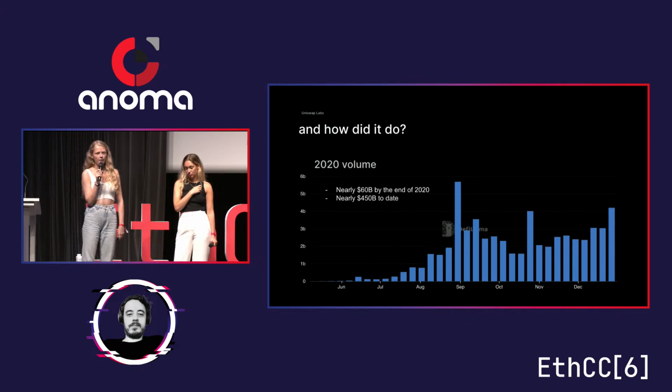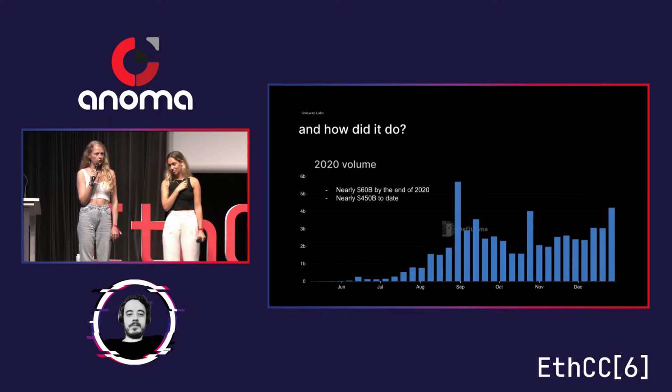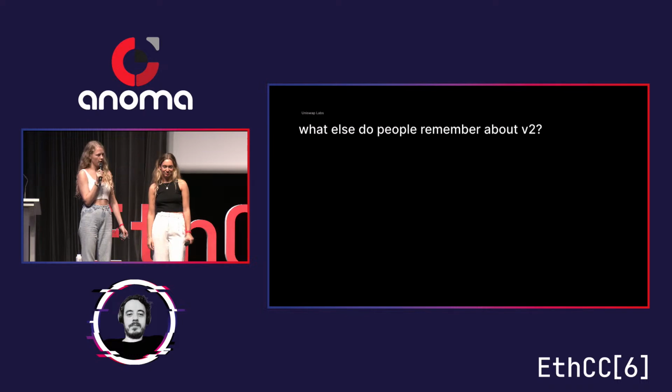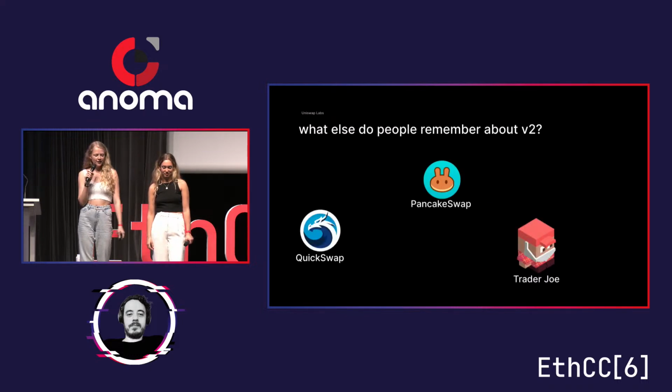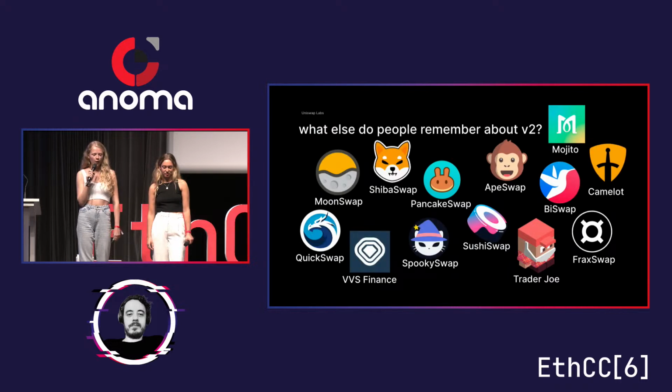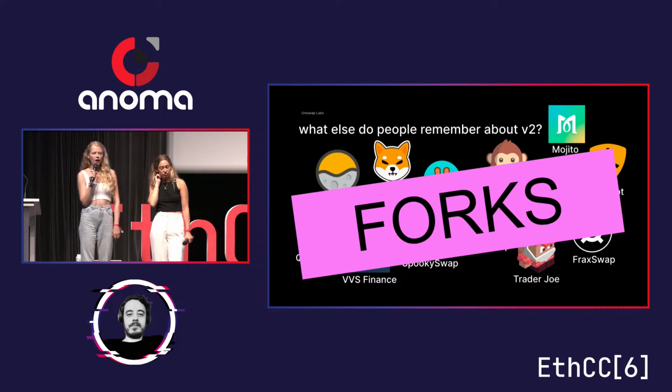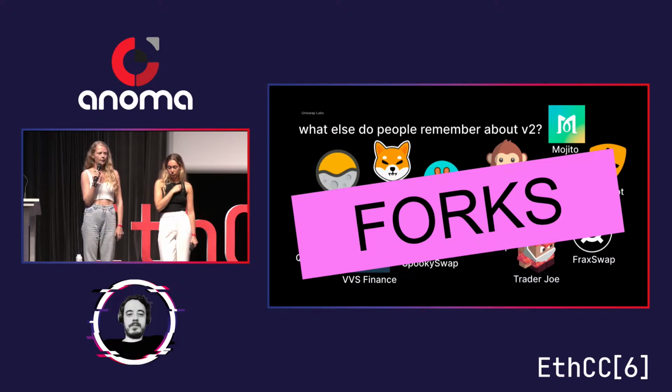One of the other things people remember about the Uniswap v2 era was, well, let's see if you can guess it. We've got PancakeSwap. We've got QuickSwap. And there's more and more. There's more than just these; these are just a set of examples. There were a lot of Uniswap v2 forks, and people talk about them in a positive way, a negative way. There's a lot of discussion around forks and what they do for the ecosystem, but we want to talk about some of the positives of forks today.